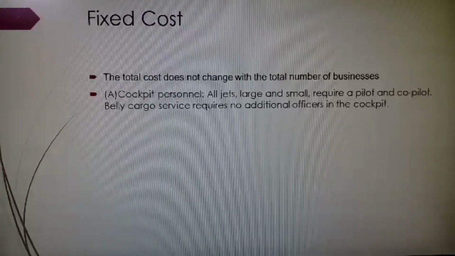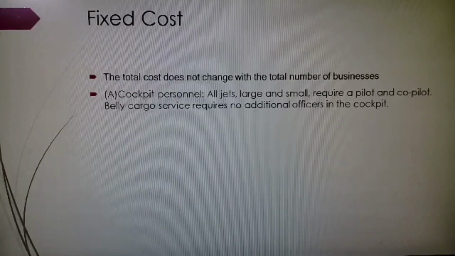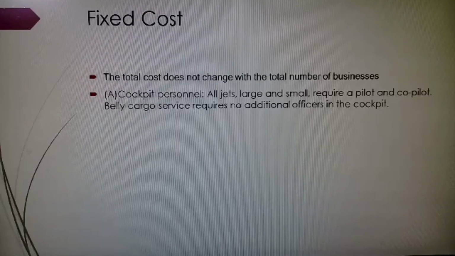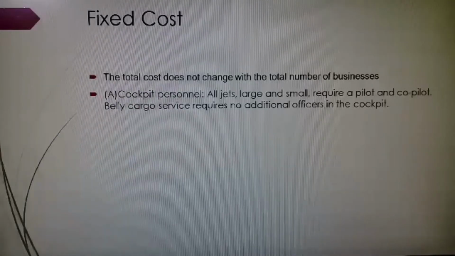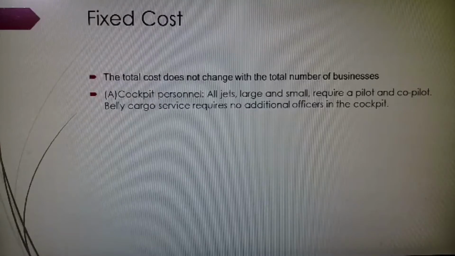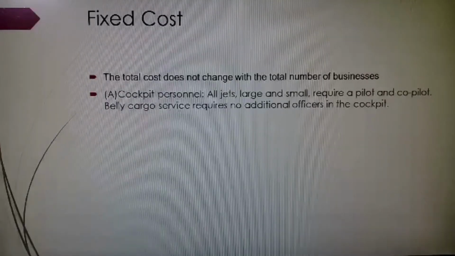Let's talk about question 1. The definition of fixed cost is that the total cost doesn't change with the total number of business. For question A, no matter whether the company shuts down or not, cockpit personnel fees should still be paid. So the answer for question A is fixed cost.